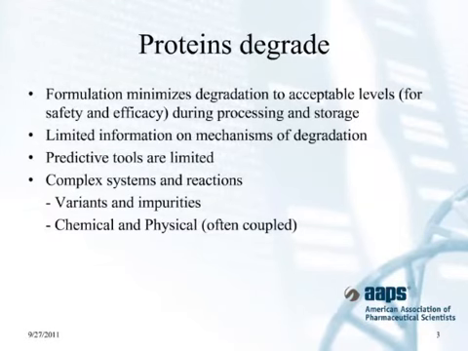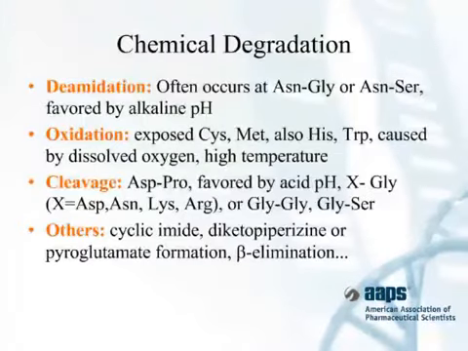On this slide, you can see that we have multiple chemical degradations possible for protein. I've listed some of the key ones here. Deamidation is definitely something we have to worry about. It often occurs at asparagine residues, and it's favored by alkaline pH.